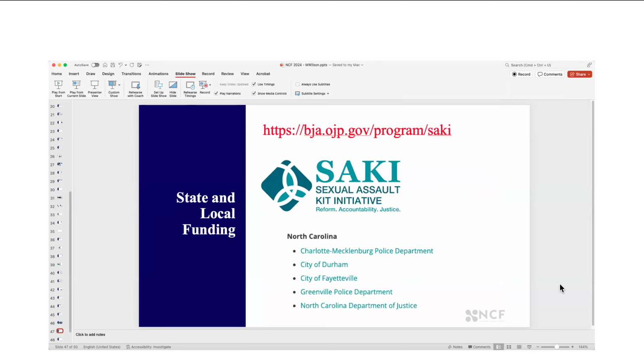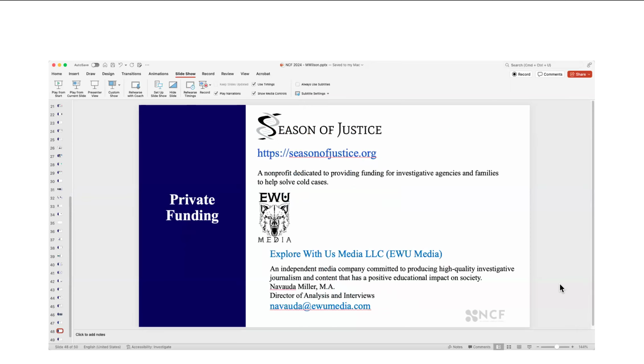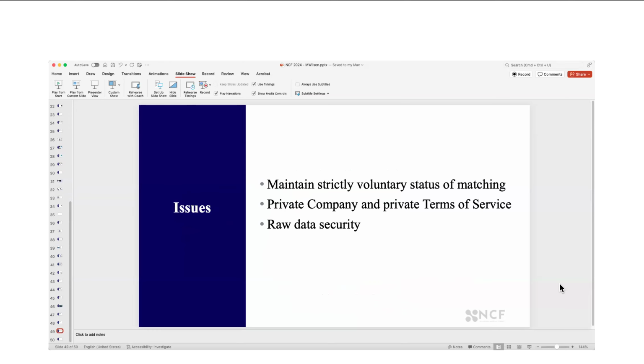You have a sexual assault case or a serial rapist. A profile has been obtained, uploaded to CODIS, no hit. So what do you do? What can you do? Well, one of the possibilities is to use genealogy to solve a number of your backlogged sexual assault kits. So there is specific funding just for SACI. Season of Justice is another very popular one. They run a podcast. EWU Media can also provide funding. They're big supporters of this technology.